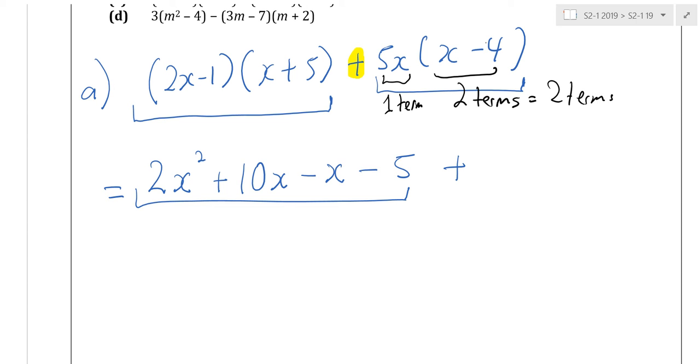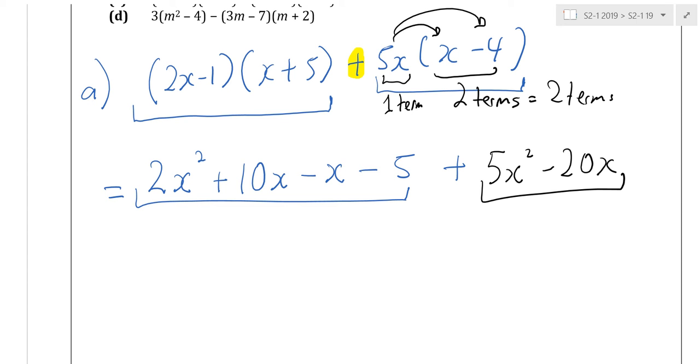Orlando, what do I get when I take 5x times x? 5x squared. What happens when I take 5x times minus 4? Plus or minus? Like that. Done. I drew the tray below just to show you that the first four terms are born from this, and the last two terms are born from this, that's all. Next, take out a pencil, circle all the terms, and you should be able to tell me what the answer is.